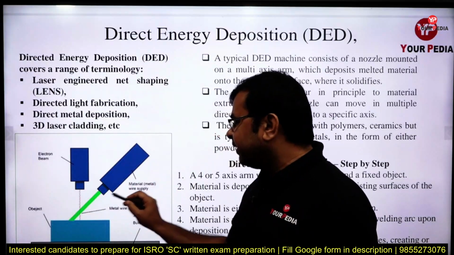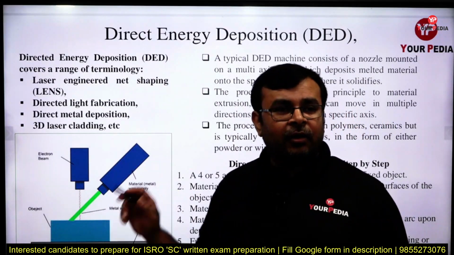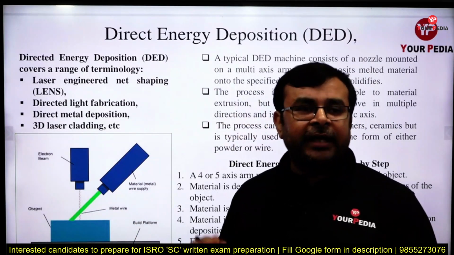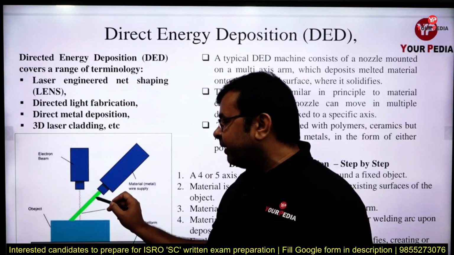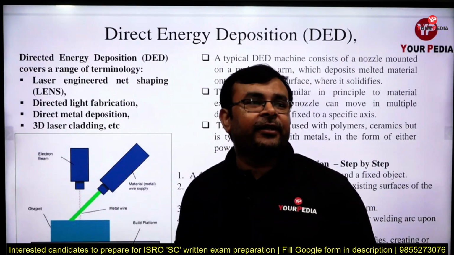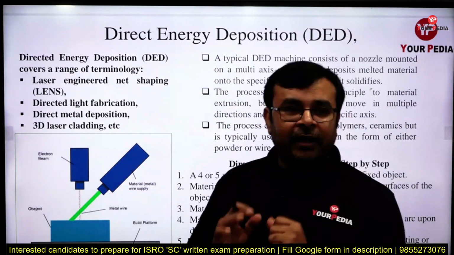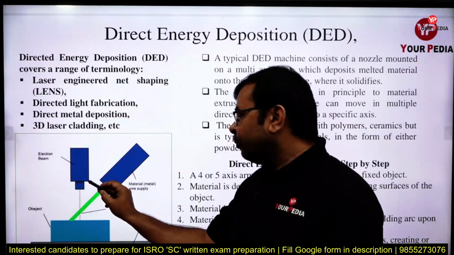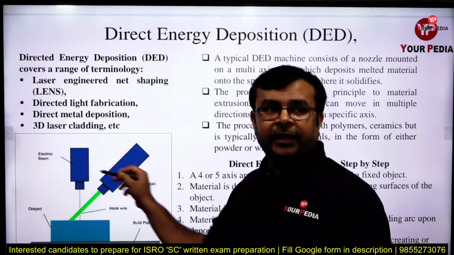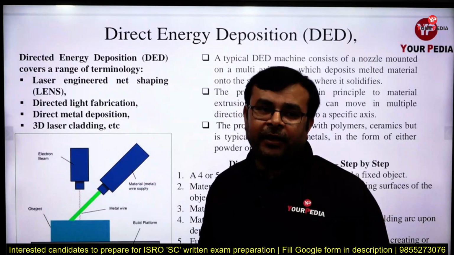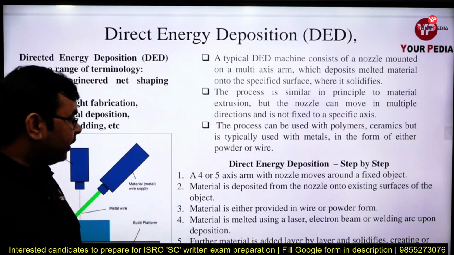Similarly, you can see this is a metal wire. Either we use metal wire or we can use metallic powder. Suppose we use metal wire, then this metal wire is melted using the heat source provided by either an electron beam, laser beam, or welding arc. After melting, this metal is deposited layer over layer, and then you get the final product. So this is called the direct energy deposition method.